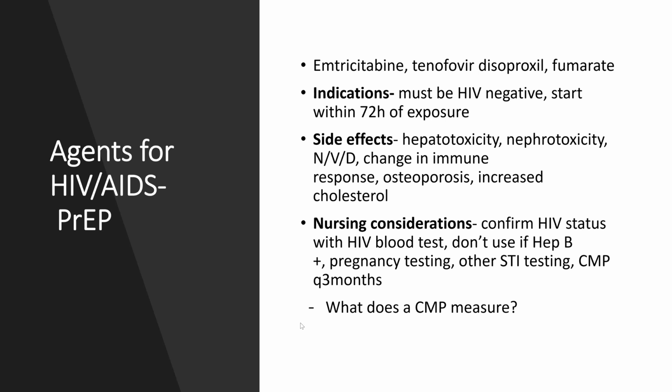Close. So in this case, it can affect your liver and kidneys. So you're gonna watch that complete metabolic panel to check on those liver enzymes and kidney function. Because if they start to see an increase in liver enzymes or BUN, creatinine, they're going to stop the medication. You're watching for that toxicity.